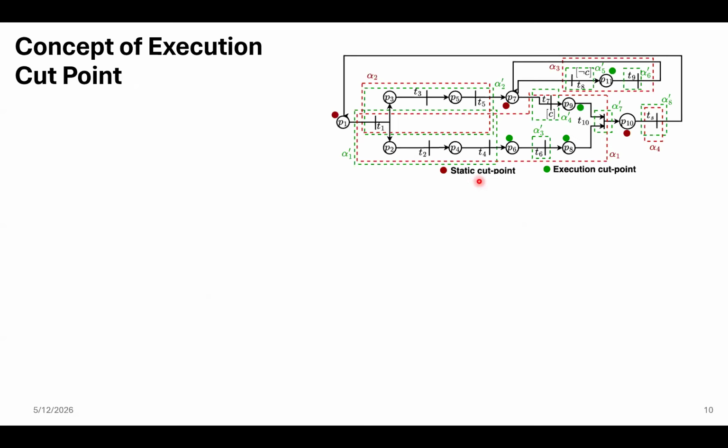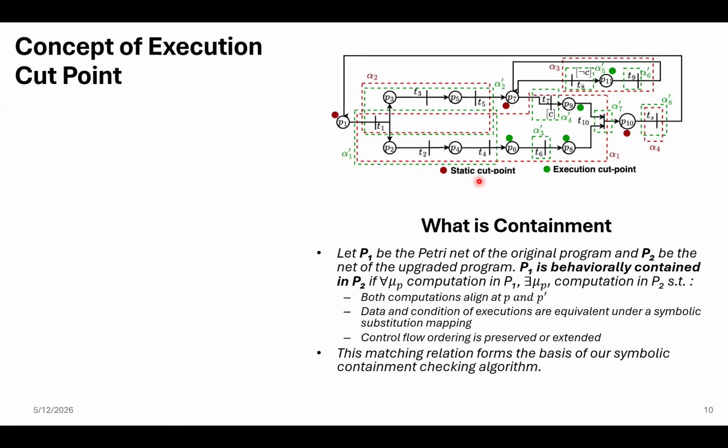Now this is the main slide. That is the concept of execution cut points, which will be useful for our containment check. First we try to understand what containment means here. Every computation in the original PLC program must have a corresponding or equivalent computation in the updated version. If that is guaranteed, then the upgrade is correct with respect to the previous behavior.